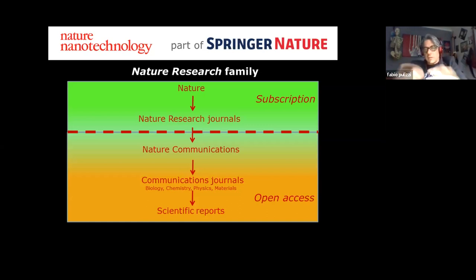So just to give you a big summary, in terms of significance from the top to the bottom, there are the Nature Research Journals, Nature Communications Journals, and Scientific Reports. As you can see from this slide, Nature and the Nature Research Journals are subscription journals. They don't allow open access, and everything else is open access. In terms of volumes, Springer Nature, which is our publisher, is probably the publisher that publishes the most content open access. But Nature and Nature journals are not open access. I should say, not open access yet.